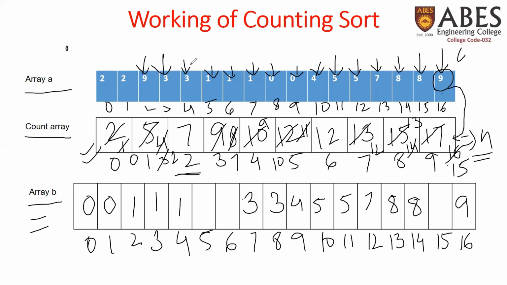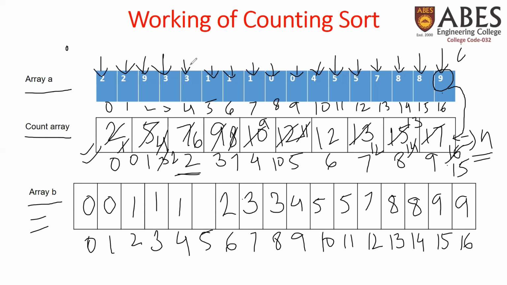Again update this value and put the 9 at the 15th position. Now go for the next value, that is 2. 2 is containing the value 7 here. 7 gets updated by 6 and then put the value 2 here.